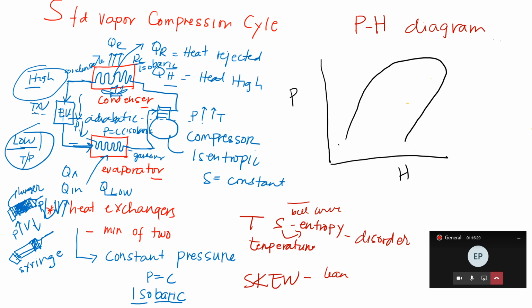Pwede naman tayong magsimula kahit saan, because cycle lang naman 'yan. Sabi nga natin na nahahati ang vapor compression sa dalawang region. Anong region? Region ng low pressure at high pressure. Maliwanag ba? Kaya nilagyan ko ng H tsaka L. Ano sa tingin nyo ang may mababang pressure? Evaporator ba o condenser?